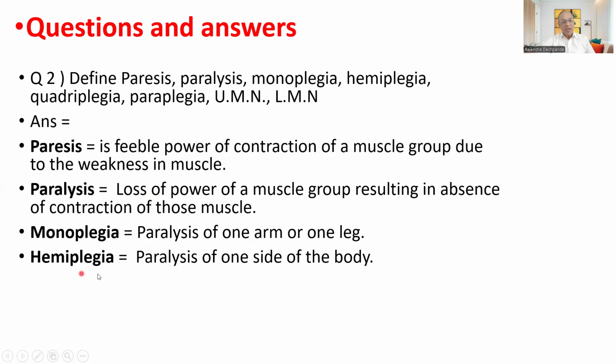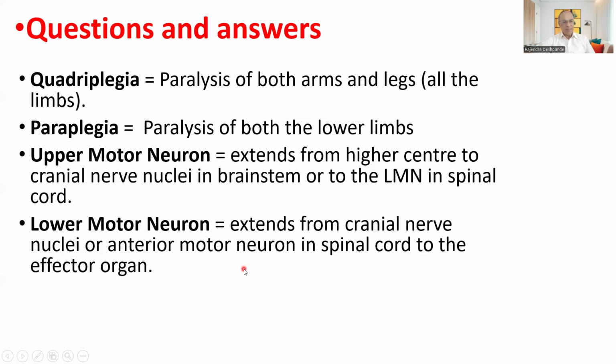What is hemiplegia? Paralysis of one side of the body. What is quadriplegia? Paralysis of both arms and both legs. Paraplegia is paralysis of both the lower limbs. Here, hands and legs both. Quadri means four. Para means only lower limbs.